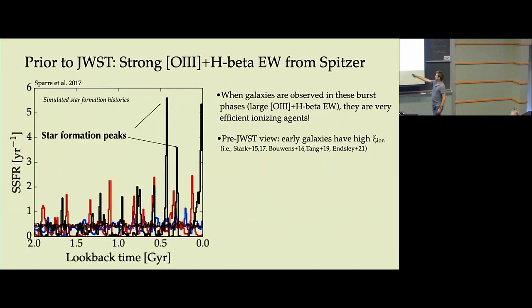So the idea is that with Hubble or Spitzer, we were maybe observing galaxies near these peaks of star formation, and when galaxies are in this phase, they are very efficient ionizing agents. They're producing a lot of Lyman continuum radiation relative to the far UV radiation we're seeing at 1,500 angstroms. So before JWST, we started seeing a number of papers suggesting that these early galaxies had very large ionizing photon production efficiencies, and perhaps this might reduce the required escape fractions that you would need to achieve reionization.